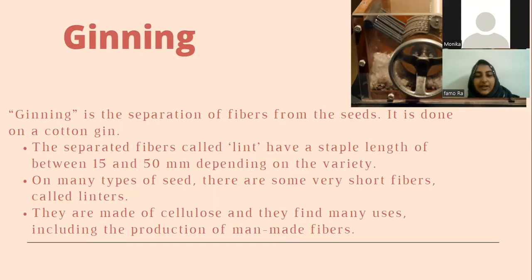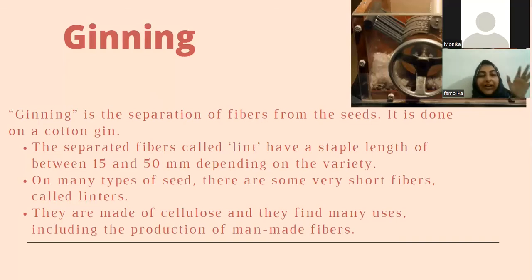Now on many types of seed, there are very short fibers also. These extremely short fibers are called linters. Usually, fibers of at least 15 to 50 millimeters are called lint, and those even shorter than that are called linters. In chemical composition, they are made up of cellulose, and they have a lot of uses, including the production of man-made regenerated fibers.